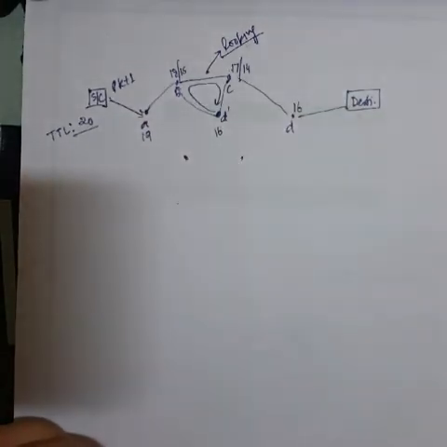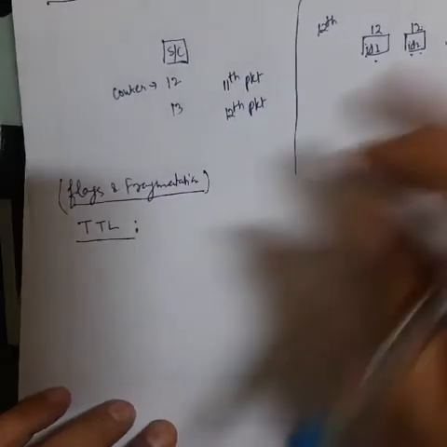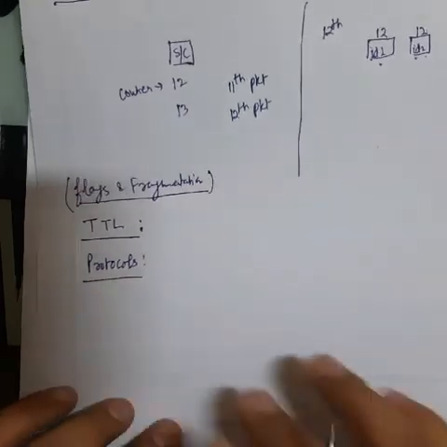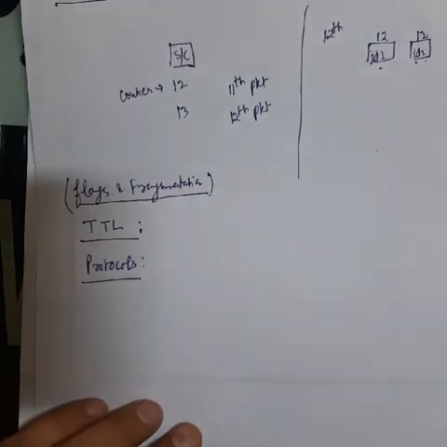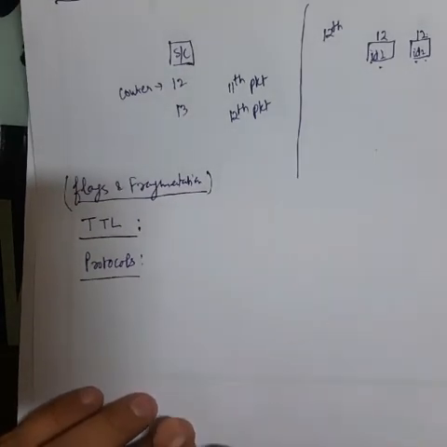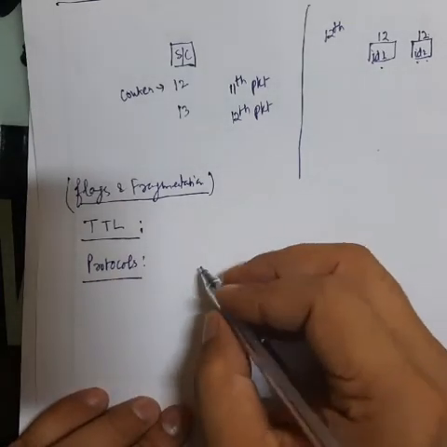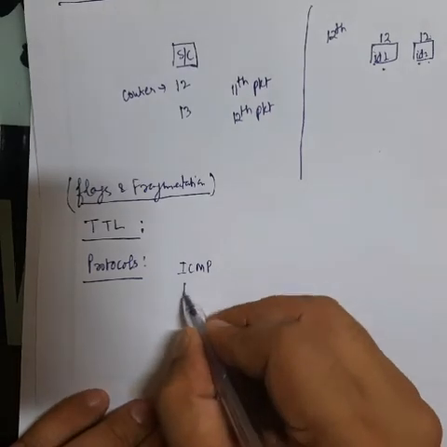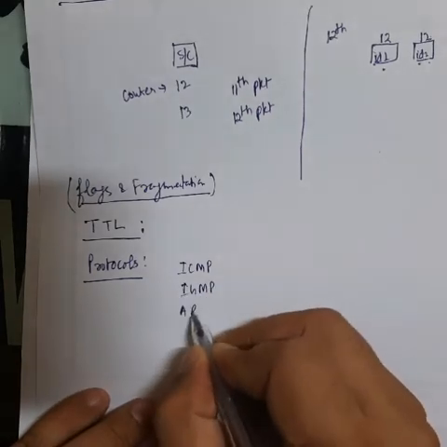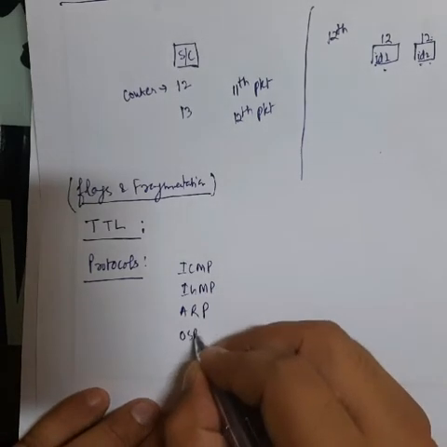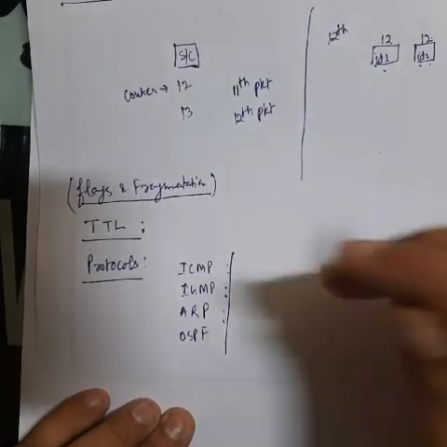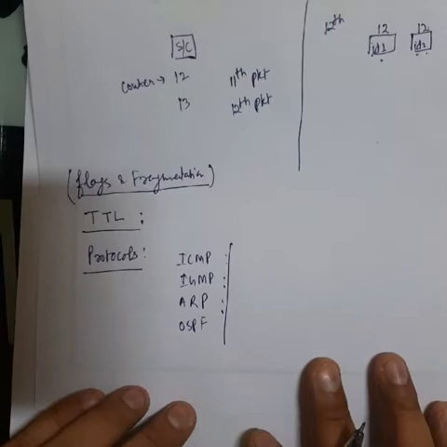So the next field is protocol. As we discussed at the start of this video, the basic protocols of the IP layer are ICMP, ARP, OSPF, and so on. These protocols are for data link layer communication.